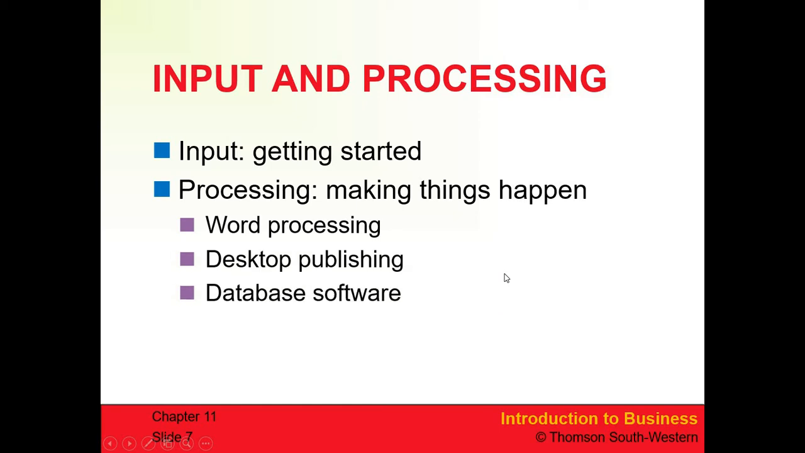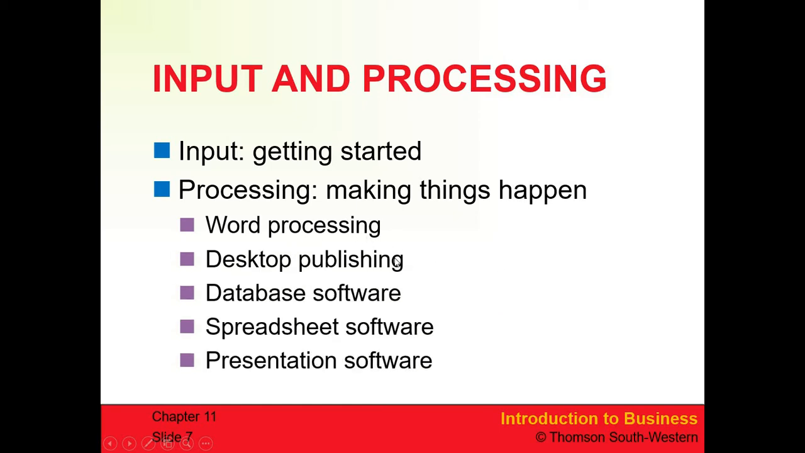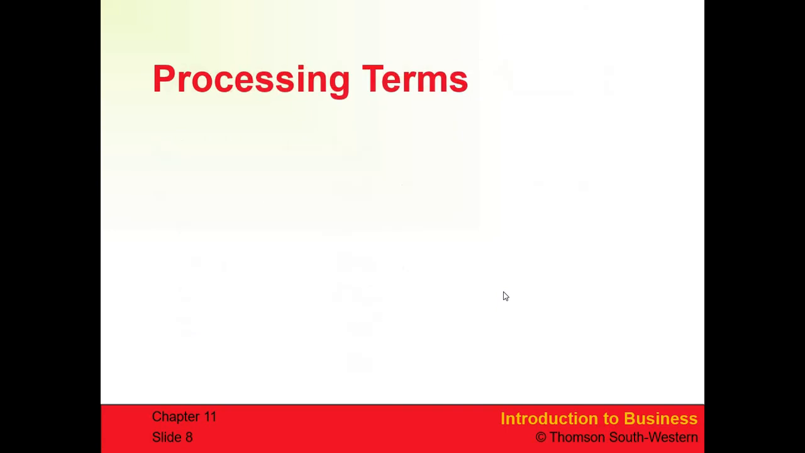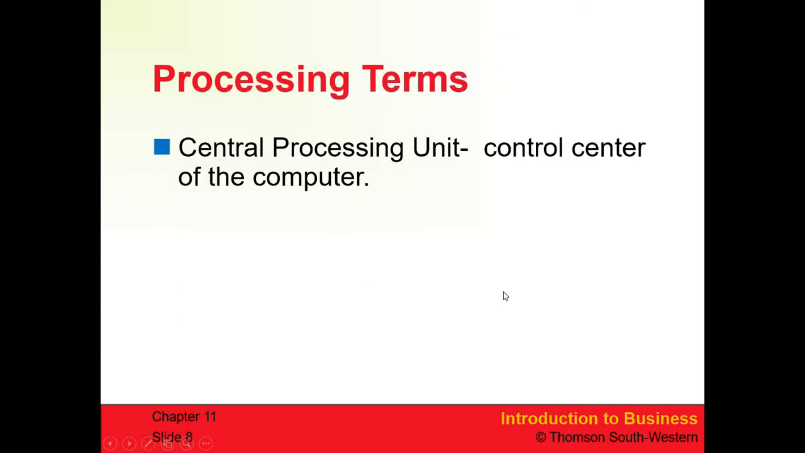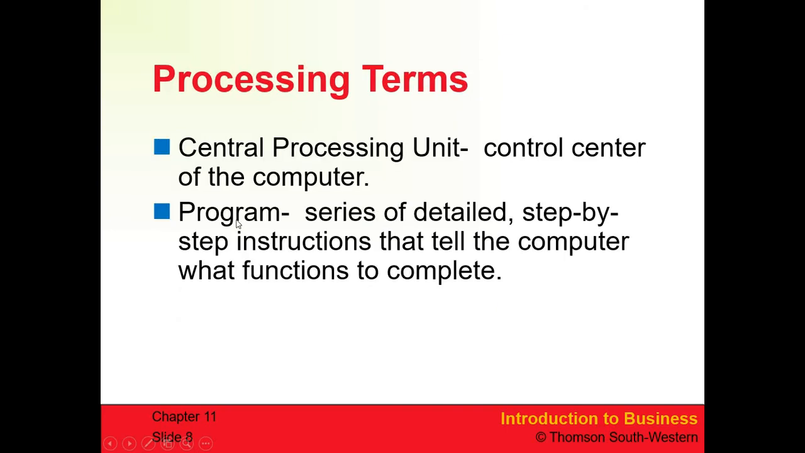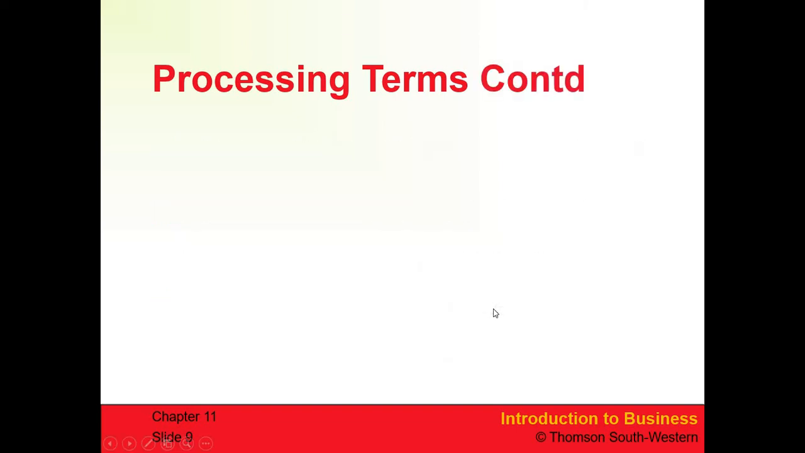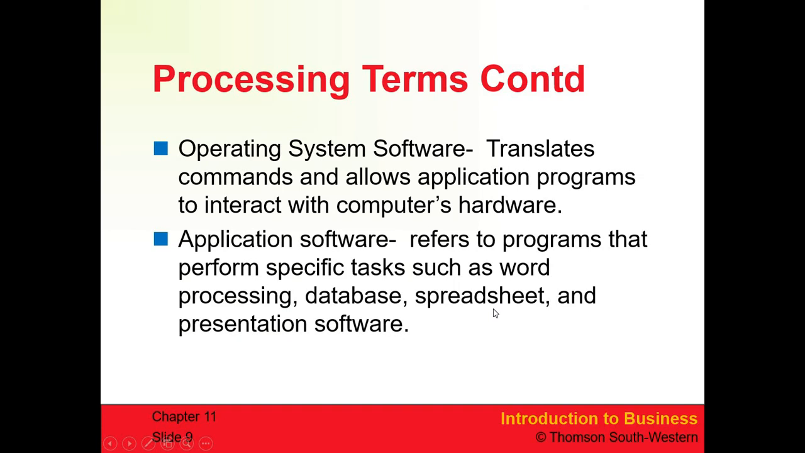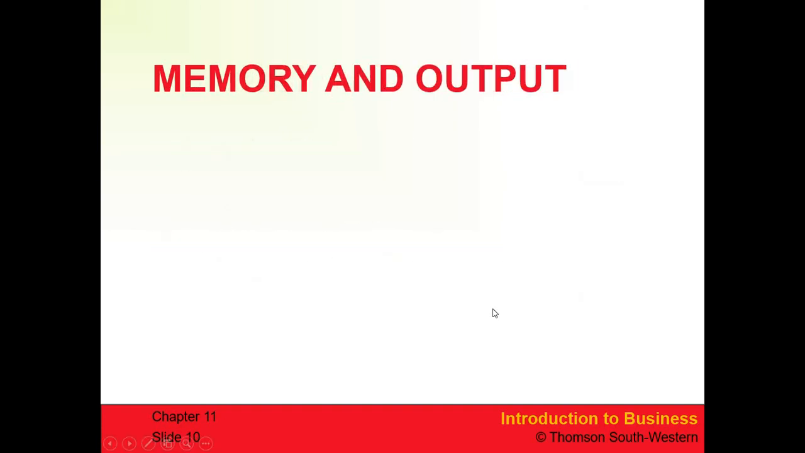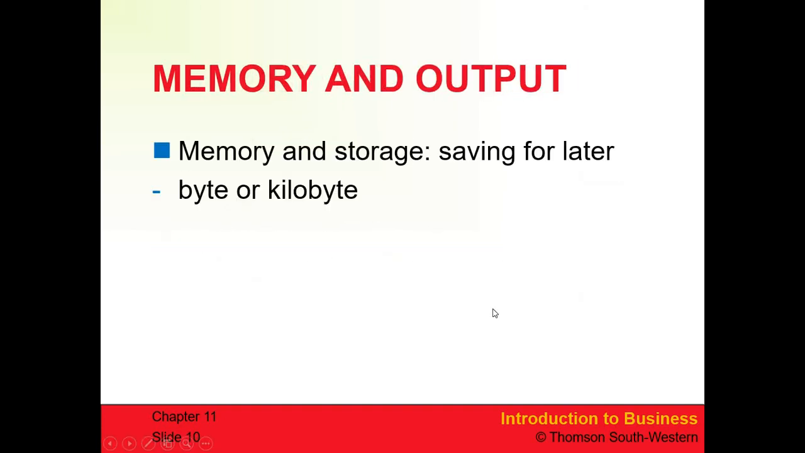Input starts it, process it, makes it go. Word, publishing, database, spreadsheet, presentation, stuff like we're doing right now. CPU, you've probably heard, that's your control center. Program is individual programs that make things doable and run. Computer language is letters, words, numbers, and symbols that the computer takes to create information. Coding is another name for that. Operating and application software. Memory and storage is saving it, byte versus kilobyte. I'm sure you've heard that before.